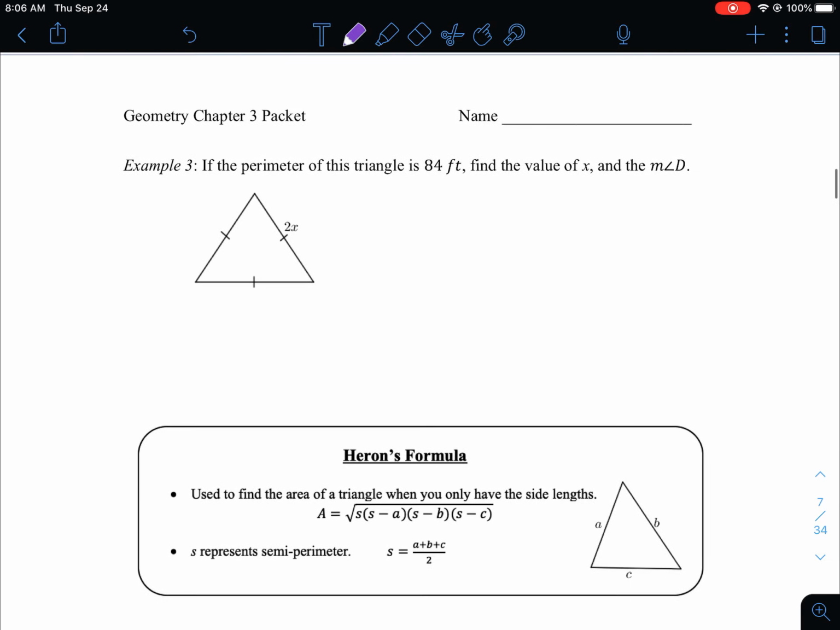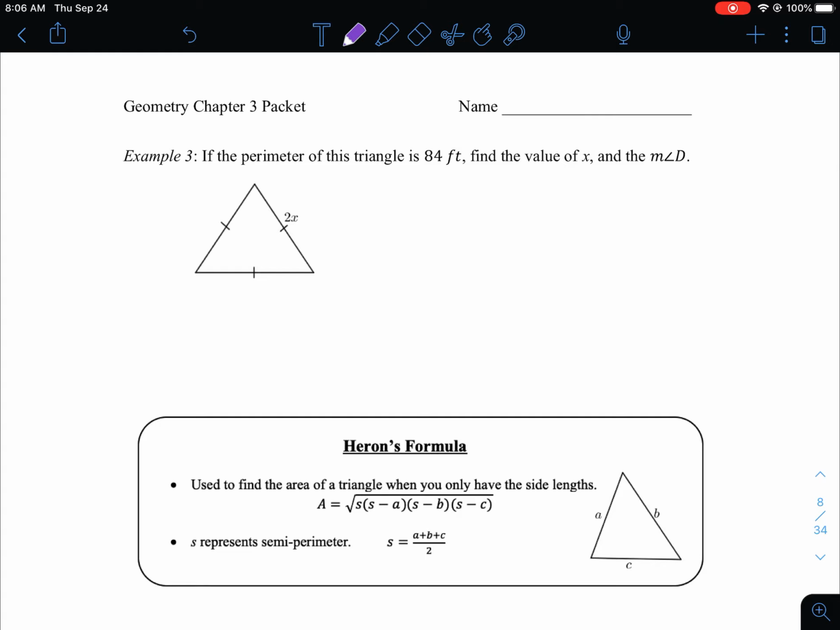For example 3, this one's slightly different again. It says if the perimeter of the triangle is 84 feet, find the value of x and the measure of angle D. Perimeter, we add up all the sides. One side is 2x, but they don't tell us any of the other sides. But we do see these congruent marks in the triangle, which means all the sides are the same. So this is an equilateral triangle, and every side is 2x.